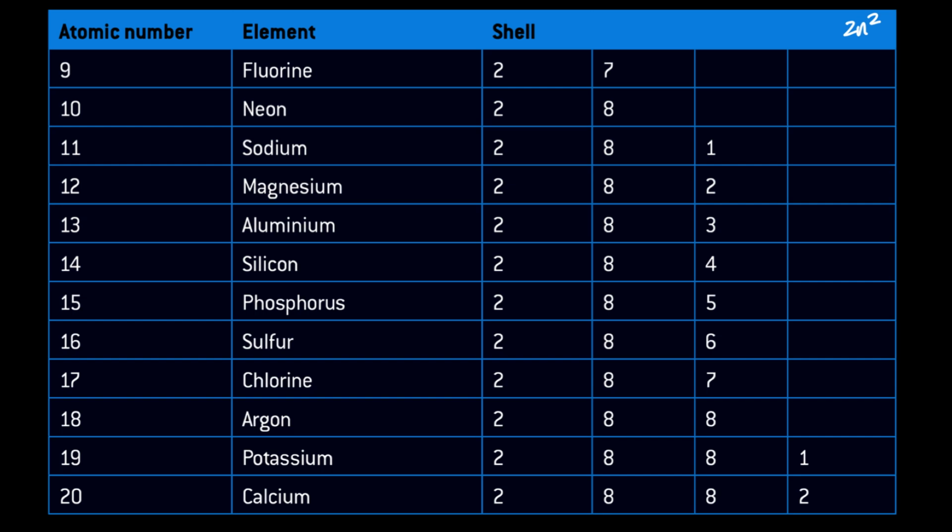But so far, what you need to know is that the first shell fills up 2, the second shell fills up maximum 8, the third shell can take up 18, but for you guys, just learn it only takes up 8. And then 2 more electrons go in the next shell.